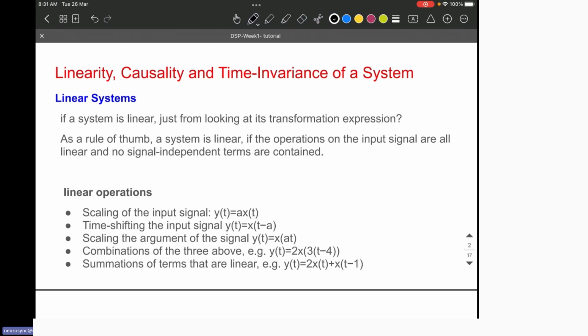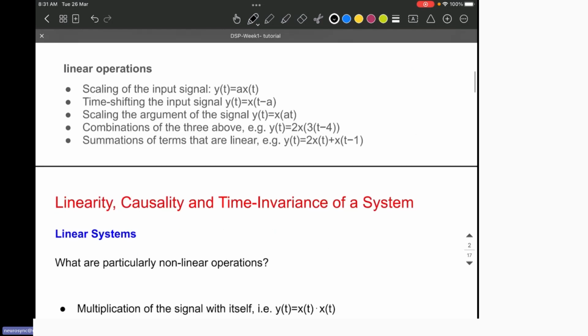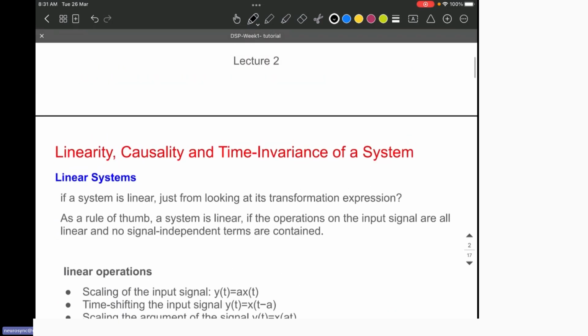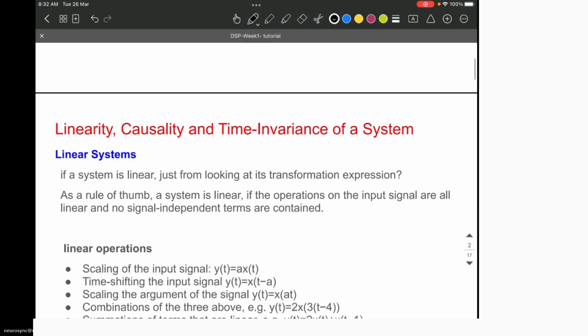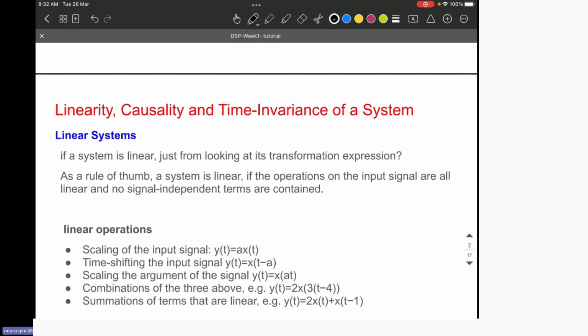Now, yesterday we started with the linear system: how to define linearity, and how to find out whether the system is linear or not. So this thing we started with yesterday. Now, again, we will go through the linearity property of the system. By looking at the system equation itself, you can tell whether the system is linear or not.